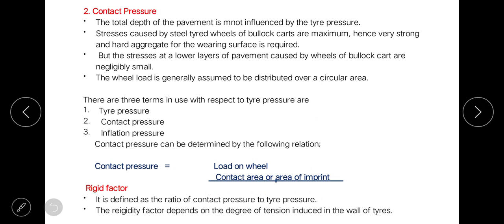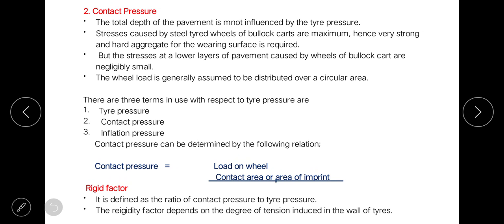So the stresses caused by the steel tire wheels, that is bullock carts, are maximum, hence very strong and hard aggregates for the wearing surface are required. But the stresses at the lower layer of the pavement are very negligible, so unnecessarily we do not have to provide so much strength. The wheel load is generally assumed to be distributed over a circular area. Yes or no?